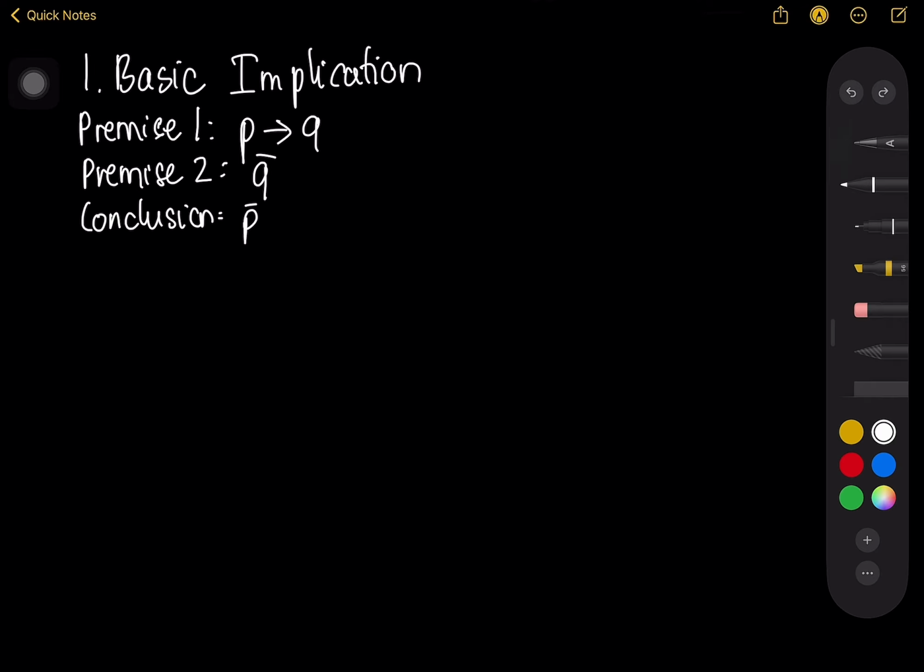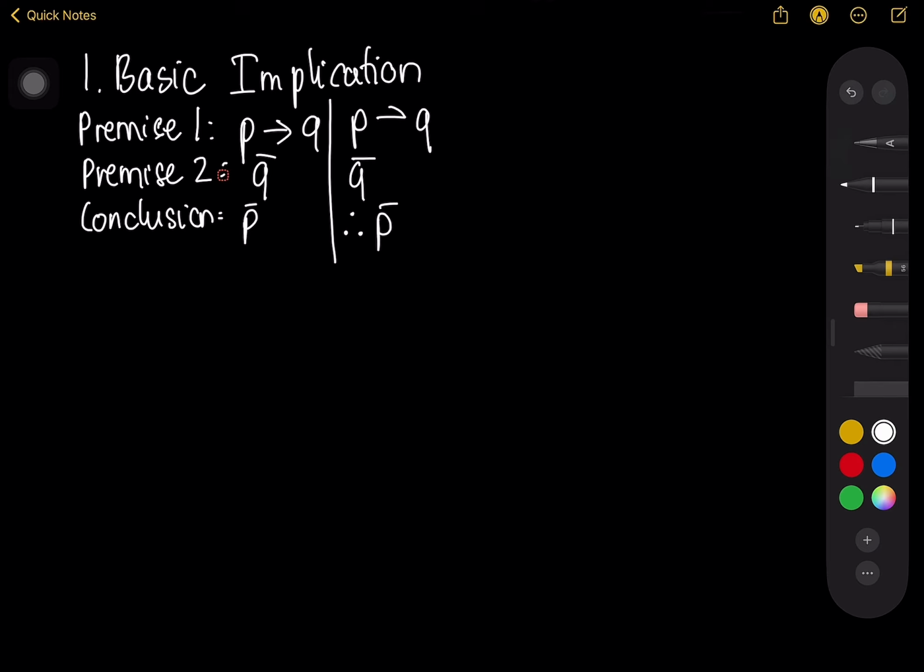Okay, so let's do some warm-up here. We're going to start with the basic implication problem. So first we have the first premise, the second premise, and the conclusion. This argument can also be written another way. So we have P, if P then Q, not Q, and therefore, starting with the three dots like this, not P.